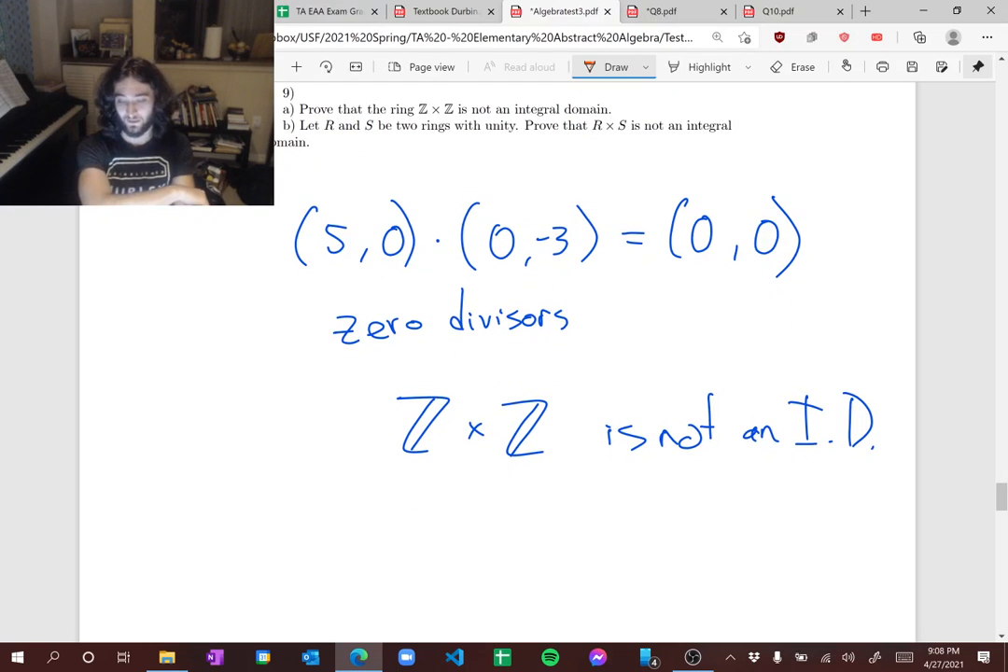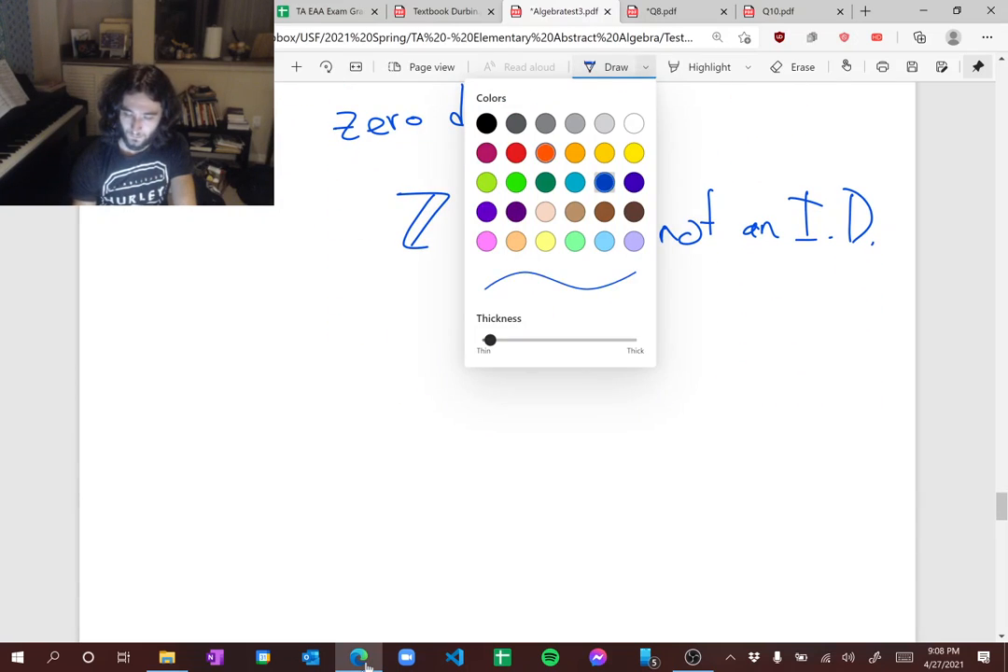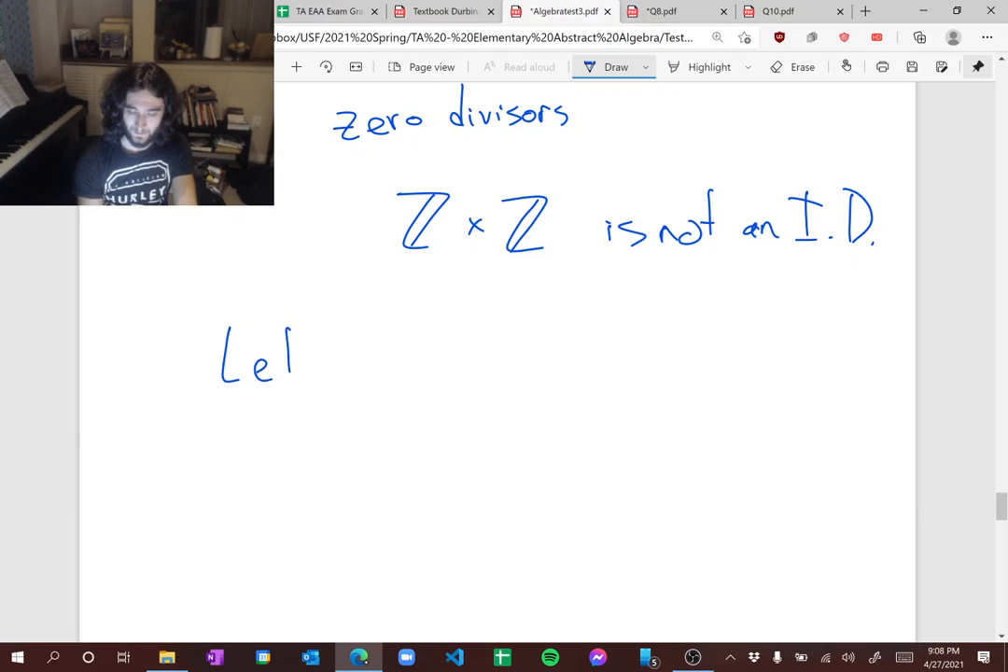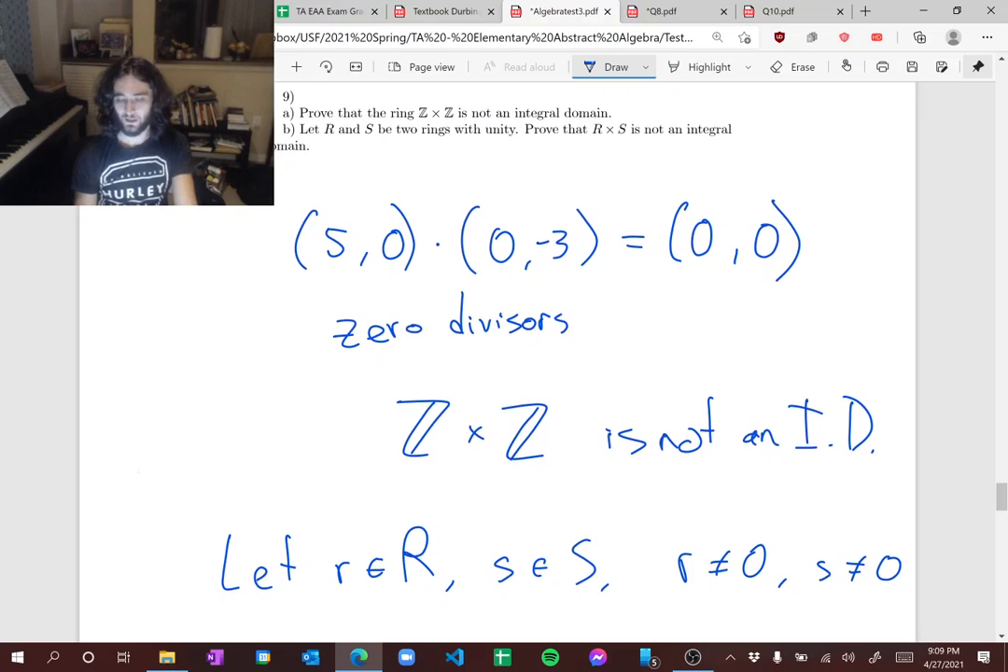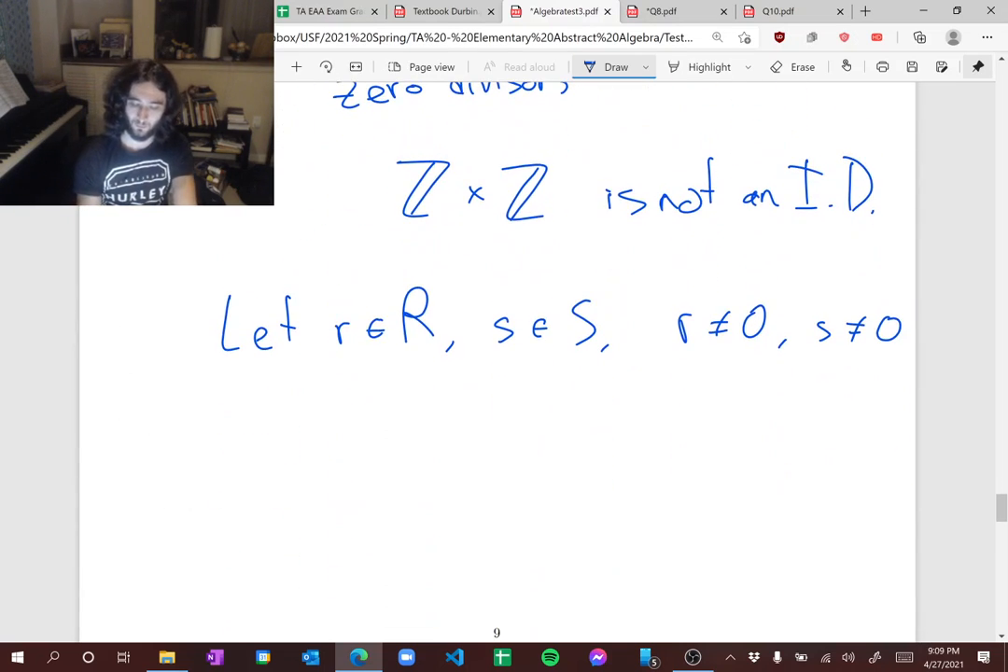So how about the next one? Let R and S be two rings with unity. Prove that R times S is not an integral domain. So again, you run into exactly the same problem. So let's say let r be an element of R and s be an element of S, where r and s are not zero. You could pick one, for example, but I'm just going to say r and s, so they could be anything. Well, then you have the same problem.